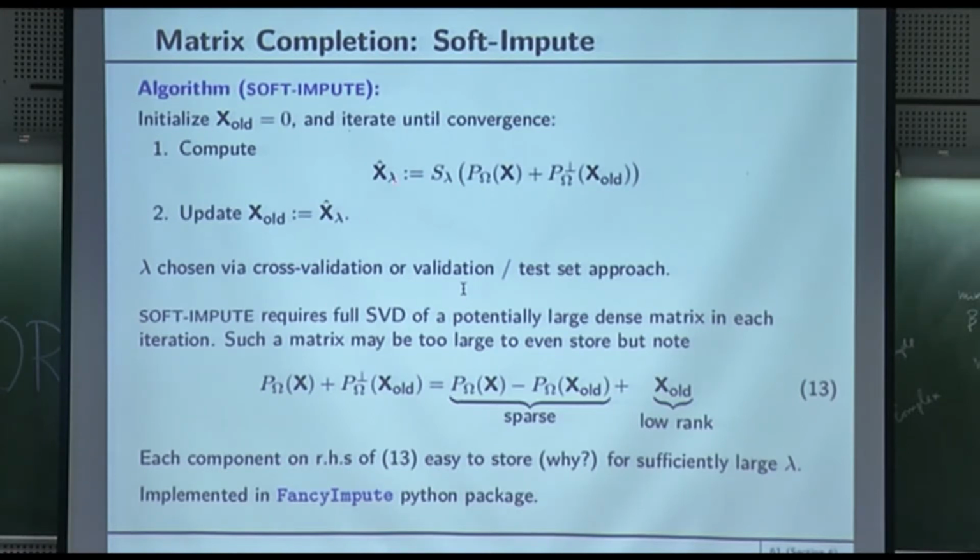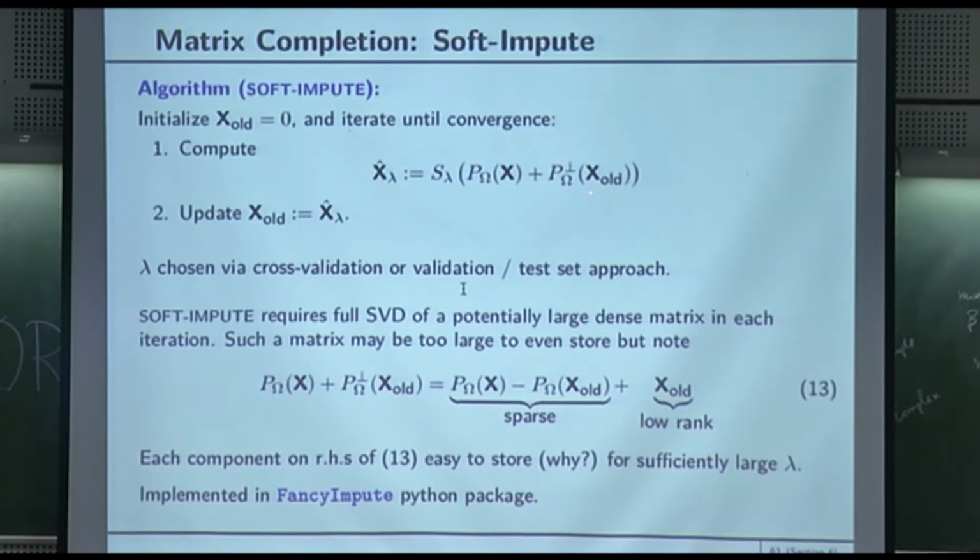So all that the algorithm does is the following: set x old equal to 0, and you iterate until convergence. All the places where the value is not known, you compute a soft threshold operator. These are all the values where the x is known, these are the values where the x is not known.